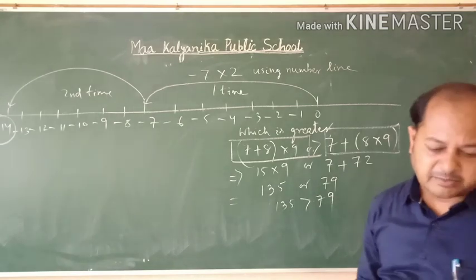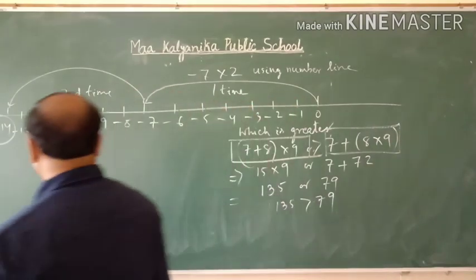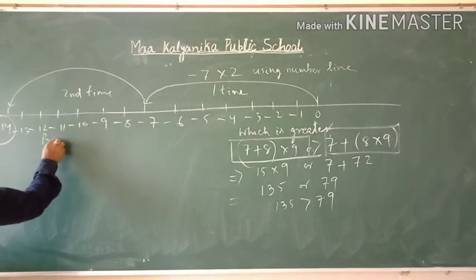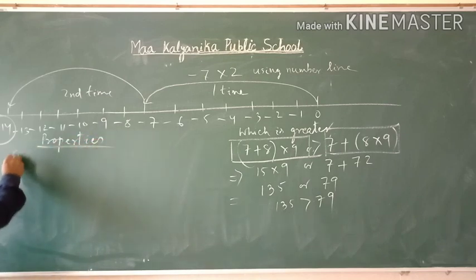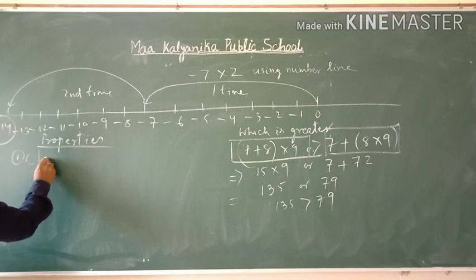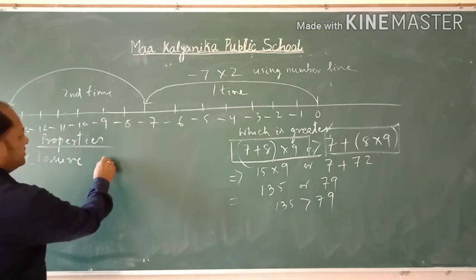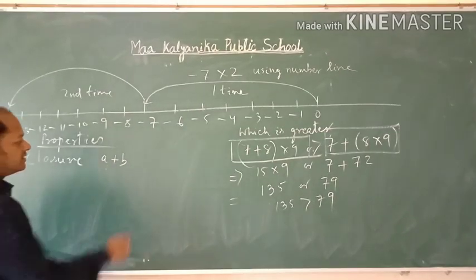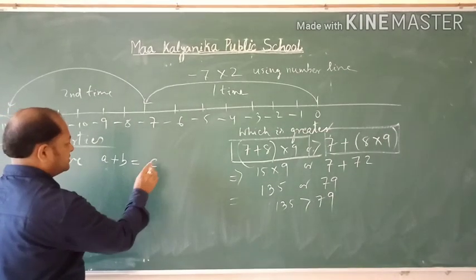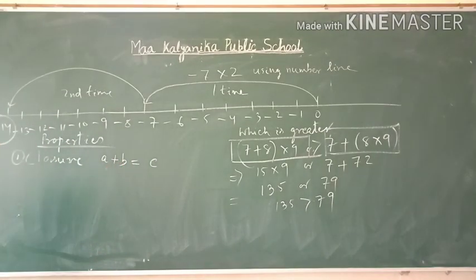Now some properties are given on page number 9. For example, closure property. What is a closure property? First is closure property. That means if we add two integers, suppose a plus b, where a is an integer and b is also an integer, the answer will become an integer. Suppose c is an integer. So addition of two integers is an integer. This is a closure property.